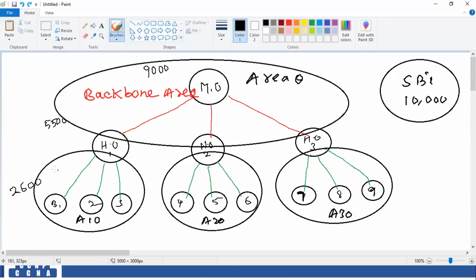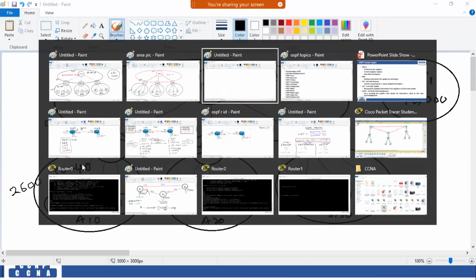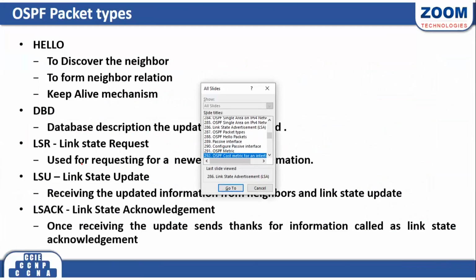So each area is recommended to have 30 to 40 routers. More than 40 you can also do, but again the same issue will come. 30 to 40 is recommended. So this is the areas concept in the OSPF protocol.